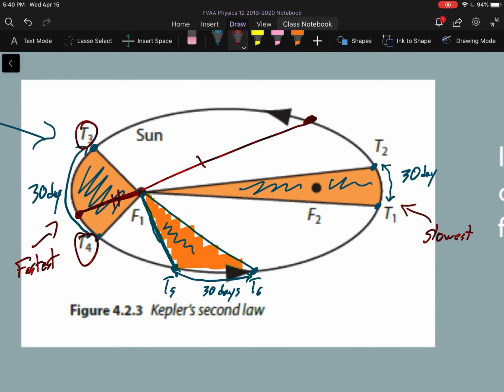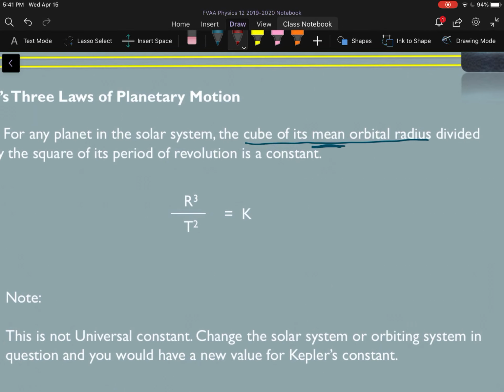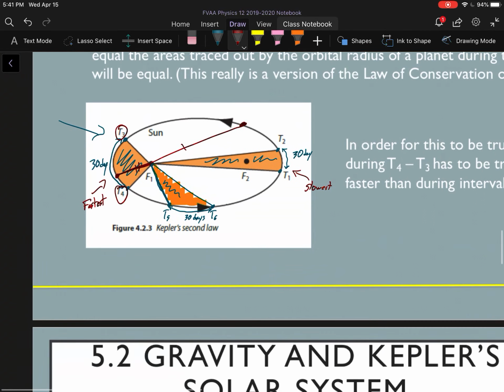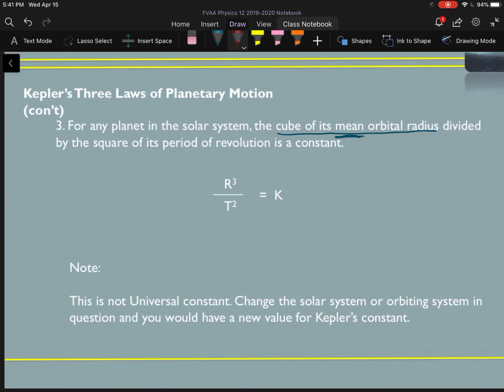So that's why for this calculation we use the mean orbital radius, which is the average of all the radii as the object orbits around its central mass that's causing it to orbit, whether it be the sun to the Earth, the Earth to the moon, or other planets. And if you divide the cube of this average orbital radius by the square of its period of revolution, you'll get a constant.